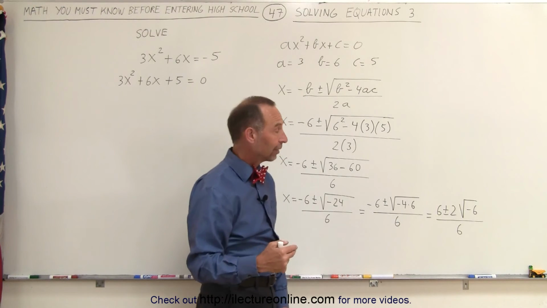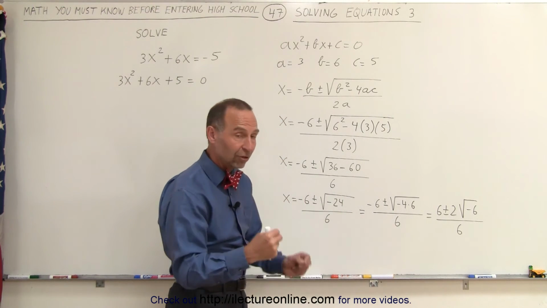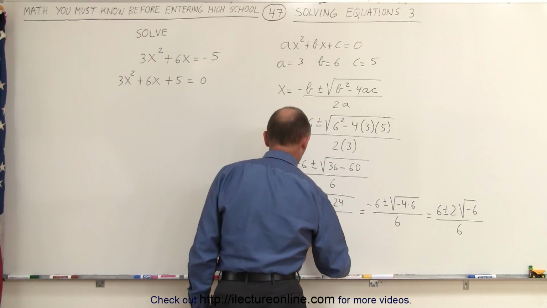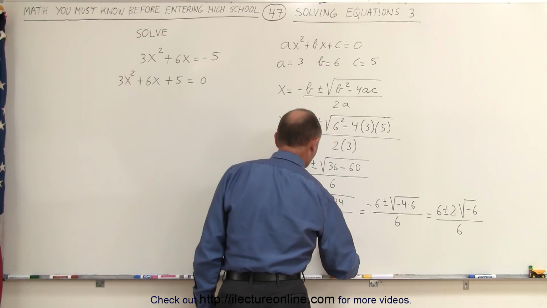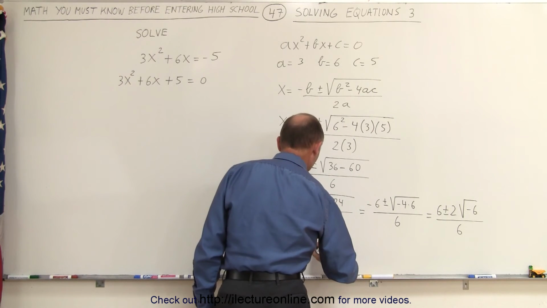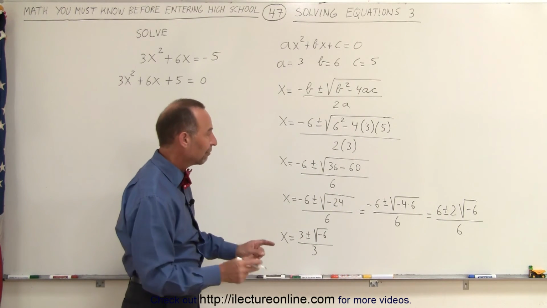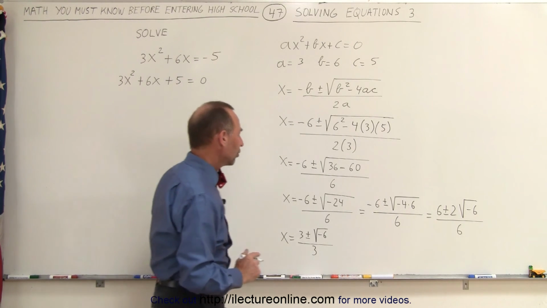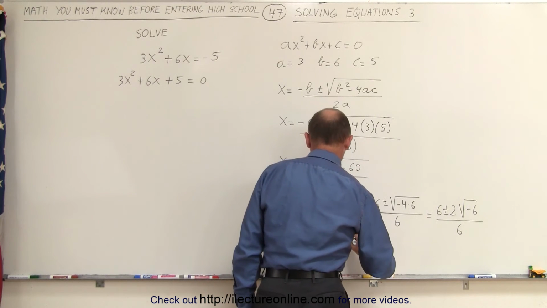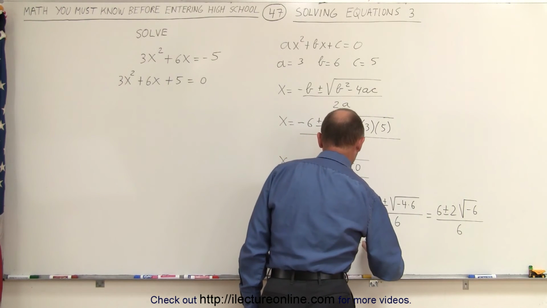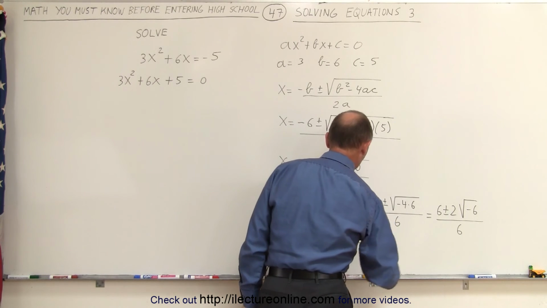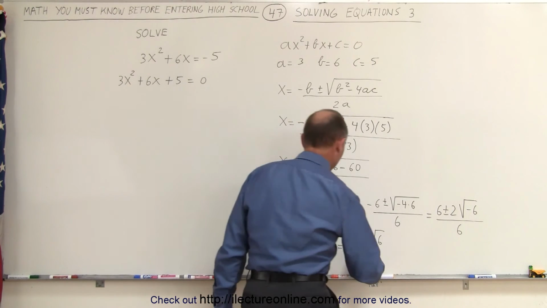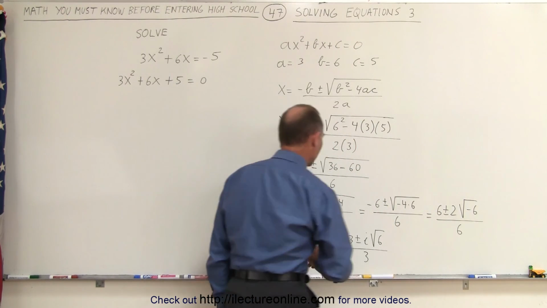And then, of course, we can divide the numerator and the denominator by 2 to simplify it a little bit more. So we can say x is equal to minus 3 plus or minus 1 times the square root of minus 6, all divided by 3. So all we've done now is we divided both the numerator and the denominator by 2. Now this can also be written as minus 3 plus or minus i times the square root of 6, because the square root of negative 1 is i, that's the imaginary number i, and so this then becomes the imaginary solution.